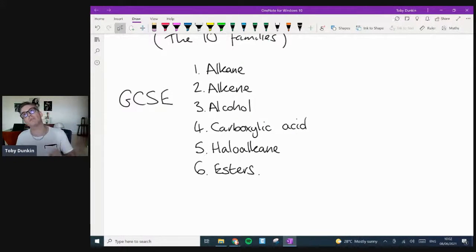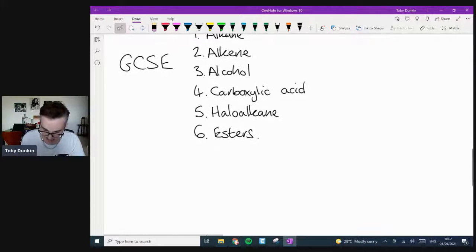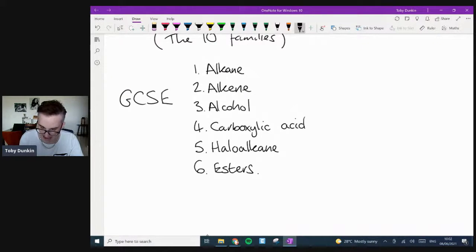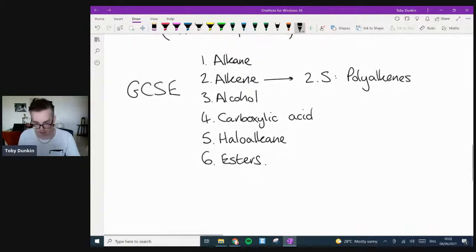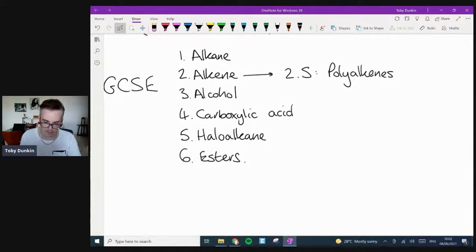Alkanes, no, we've got polymers too. I need to add in number 7 there, but it's not a family. It's a bit of an odd thing there. I will add it in there. So polymers, I'm actually going to put it off to one side. Yeah, number 7, but it's not really 7. It's linked to the alkenes. Alkenes, I'm going to do a little 2.5 here of polymers. Polyalkenes. It's not exactly a family, but it kind of is. So I'm going to add that in there as 2.5.